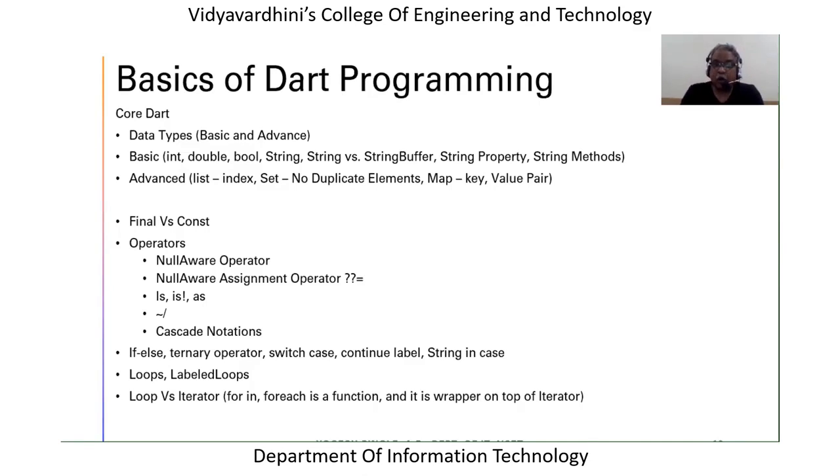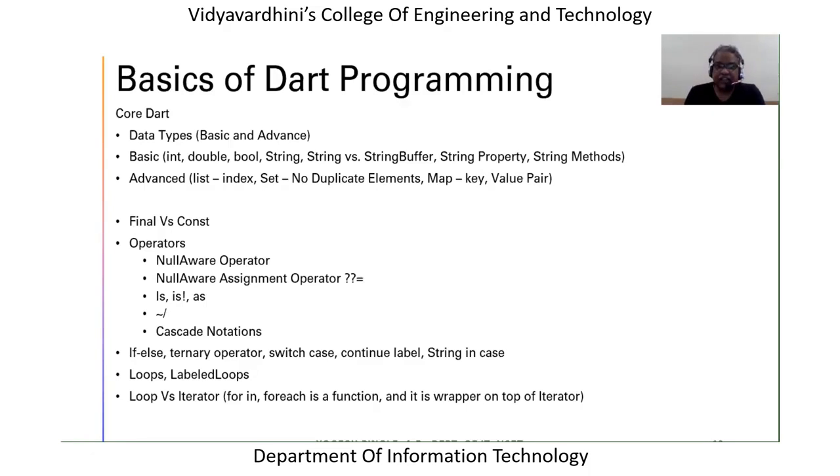There are different kinds of operators. I will not tell you the basic operators like plus, minus, divide and multiplication. There are more operators that have come up. Something like the null aware operator, null aware assignment operator, is, is not, or as operator. The tilde symbol is there, which is one more operator, and cascade notations. These are some operators which have also been introduced in Dart. That also we will see along with the example.